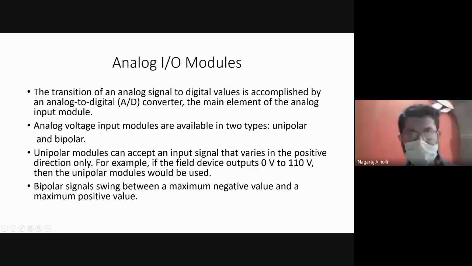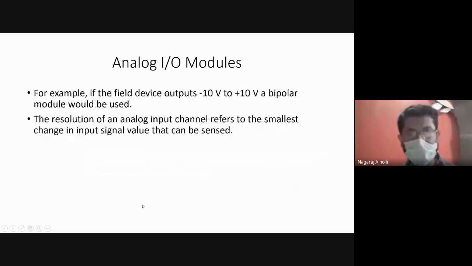Unipolar modules can accept an input signal that varies in the positive direction only. If the field device outputs 0 volts to 10 volts, a unipolar module would be used. Bipolar signals swing between a maximum negative value and a maximum positive value. If the field device outputs minus 10 volts to plus 10 volts, a bipolar module would be used.